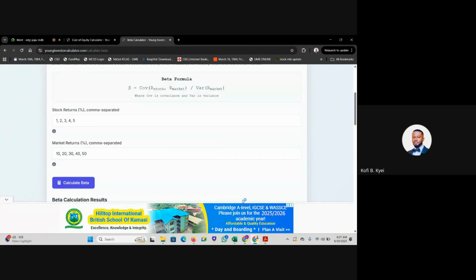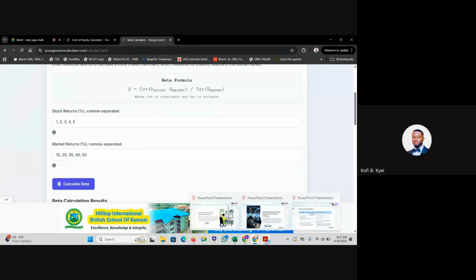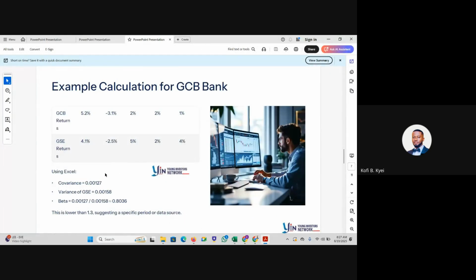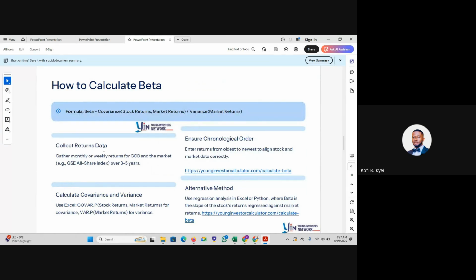All right. So you have the two approaches in calculating the beta. Let me go back to what I'm doing. So we are saying that you collect returns data, gather monthly, weekly returns for GCB and the market. Over.